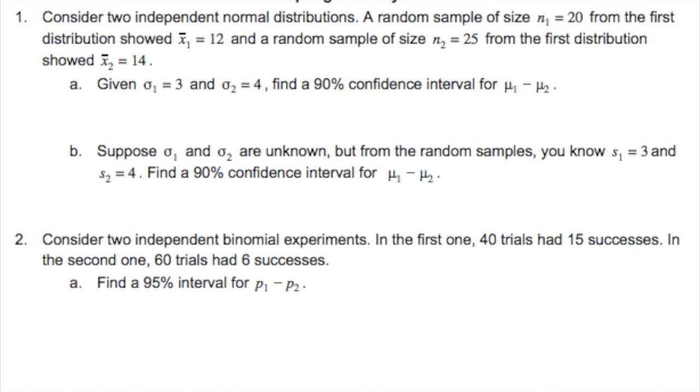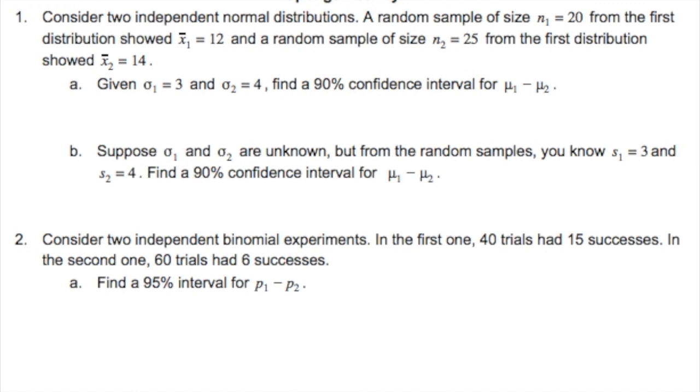Now time for the sponge. Consider two independent normal distributions. A random sample of size n sub 1 equals 20 from the first distribution showed x bar sub 1 equals 12, and a random sample of n sub 2 equals 25 from the second distribution showed x bar sub 2 equals 14. Given sigma sub 1 is 3 and sigma sub 2 is 4, find a 90% confidence interval for mu sub 1 minus mu sub 2.